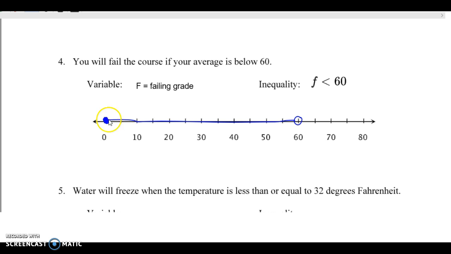Okay, for number 4, the variable that I chose was F. F stands for failing grade. And my inequality, F is less than 60. So if your grade is less than 60, I think we should probably write a compound inequality for this, because I don't see any case where your grade could be less than 0. The lowest you could get is 0. So there's a closed circle at 0. If it's less than 60 and greater than or equal to 0, then you're failing.